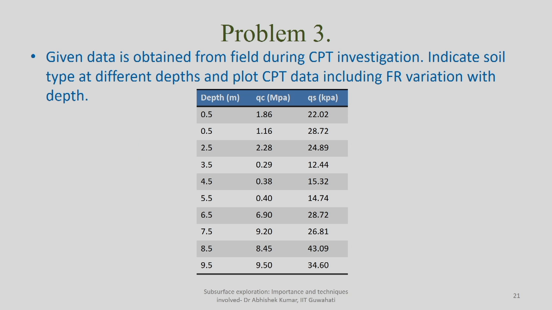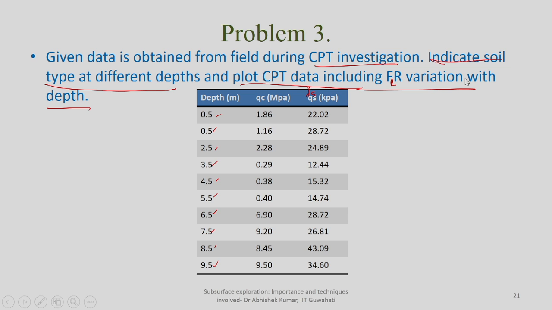So in order to discuss this, I have brought one numerical problem. You can see here, the given data is obtained from the field during CPT investigation. Indicate what kind of soil is available at different depths, and also plot the CPT data including FR variation with respect to depth. So FR is actually friction ratio. So with respect to depth, you have been given the value of QC and you have been given the value of QS or FS, and you have to determine the value.